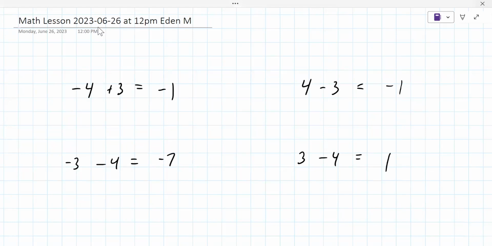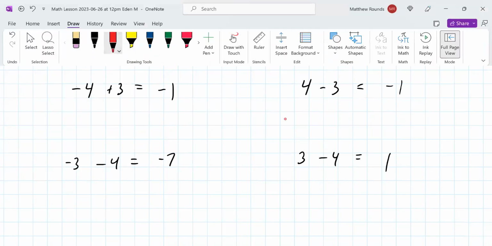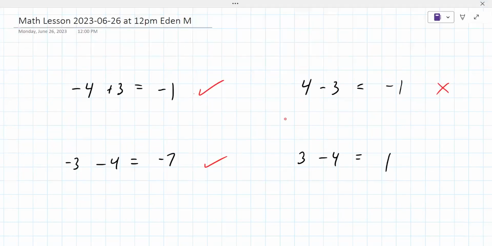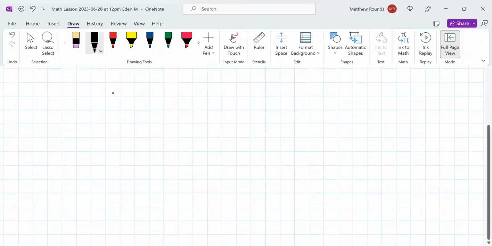So here we go. Here's your feedback. Correct, correct, incorrect, incorrect. Okay. So we'll take a look here. I'm just going to give you the little teaching thing that I do here.